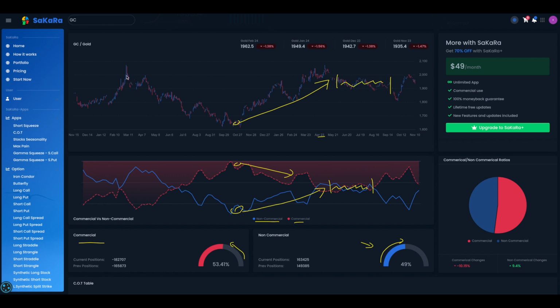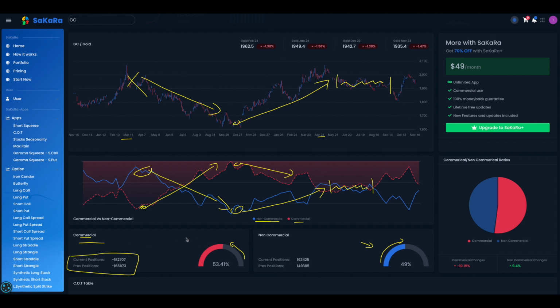If you go back in time to this level, March 22, we can see the price is decreasing because the commercial increased their position in the futures contract and the funds decreased. So this is how it works. When the commercial increase the position in the futures contract, the price decreases. This is how it works. This is the smart money.